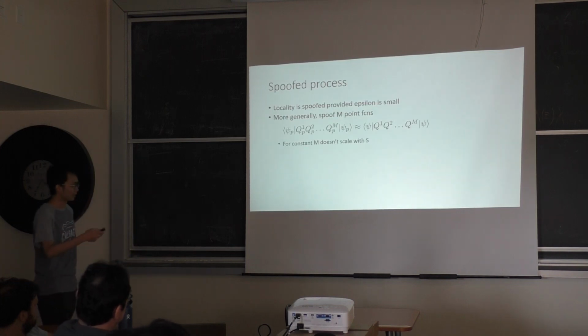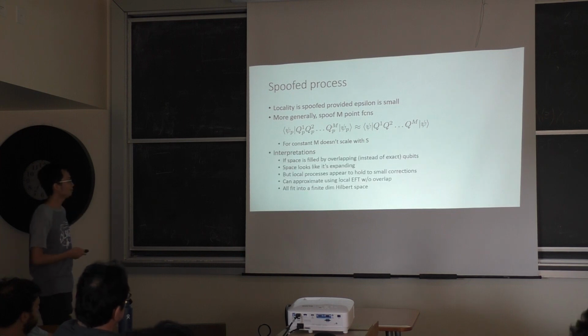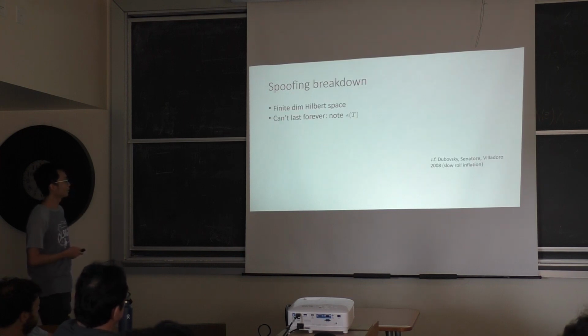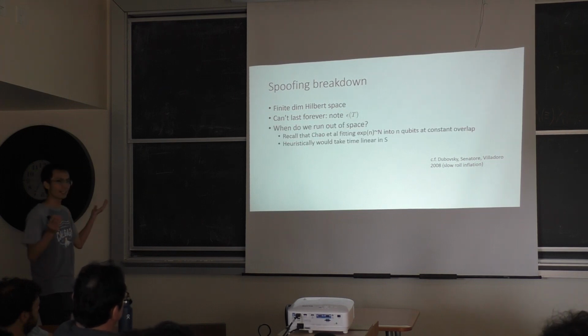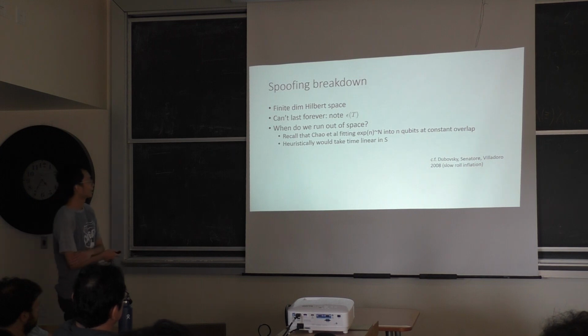Good. So if you are in early time, you can actually show that there's a sense in which you can spoof these effective field theories very well. But this can't last forever, because we're squeezing all these theories into a finite overlap space. So when do you run out of space?